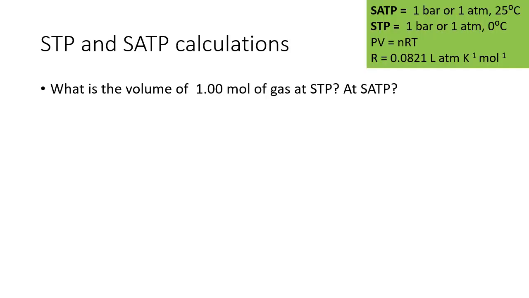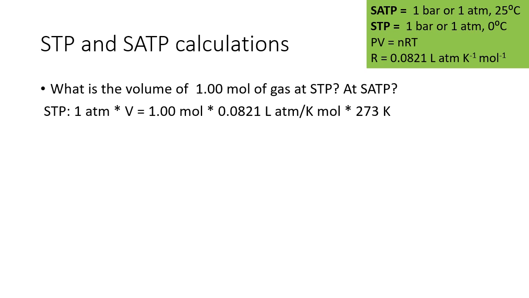What is the volume of 1 mole of gas at STP and at SATP? Okay, so we're going to use PV equals nRT, our ideal gas equation. We have a temperature of 273 Kelvin for STP and 1 atm. So we're going to also use the R that is 0.0821 liters atmospheres per Kelvin mole because atmospheres will cancel with atmospheres. So plug those numbers in, and when we solve, we get a volume of 22.4 liters of gas.